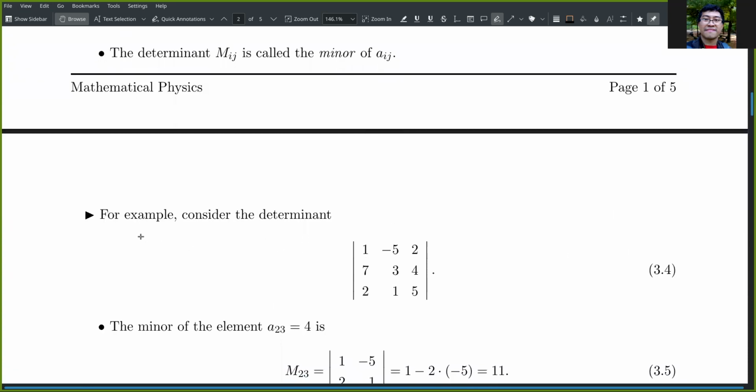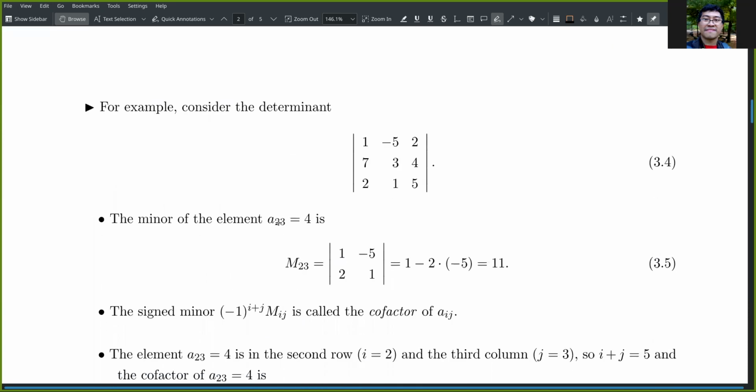For example, let's consider this determinant, the minor of the element a23, so second row, third column, that's this one. The minor is that when we remove the second row and the third column, the remaining elements 1, minus 5, 2, 1, we take the determinant of that. That gives us the minor M23. So we have 1 times 1 minus 2 times minus 5, that's 11.